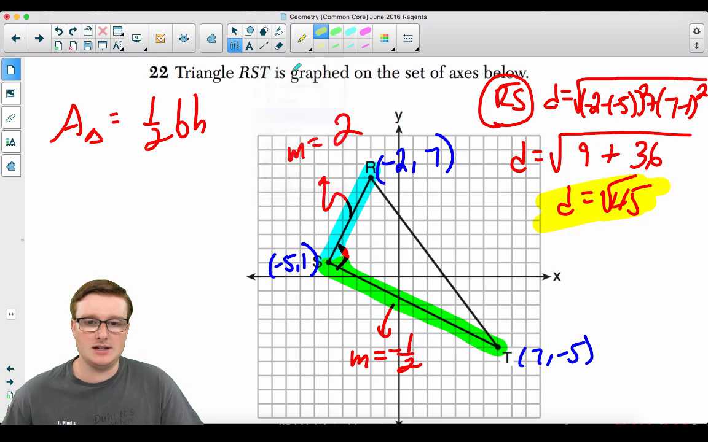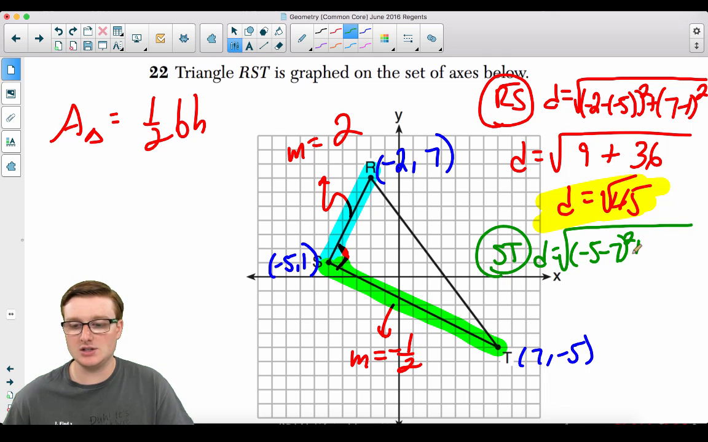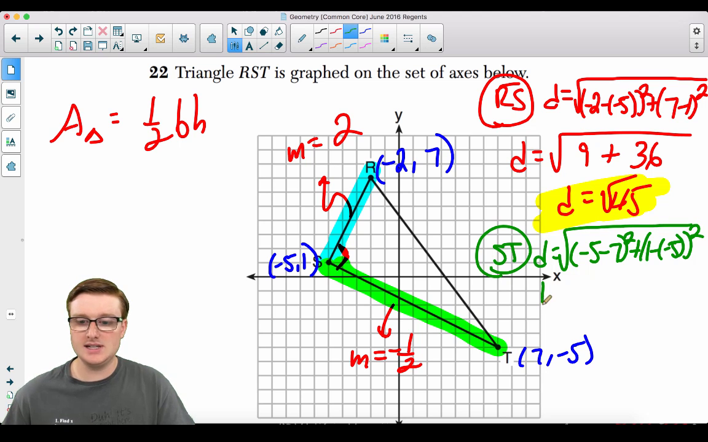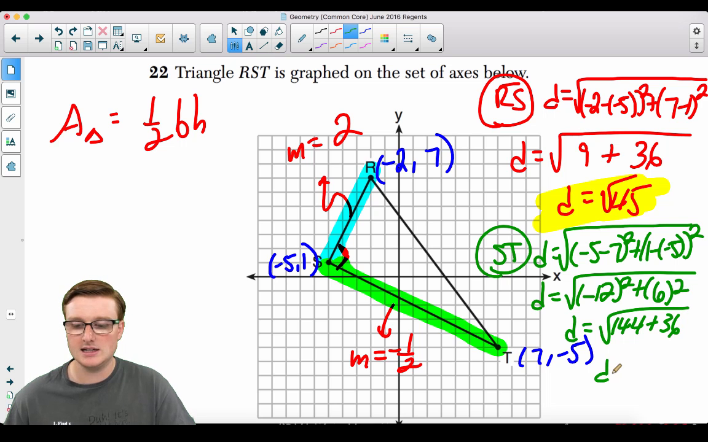Okay? Now, to find the distance of ST, again, we need to use the distance formula. So D is equal to the square root of -5 minus 7 quantity squared plus 1 minus -5 quantity squared. So D is equal to the square root, -5 minus 7 is equal to -12 squared plus, that's going to be 6 squared. That's D is equal to the square root of 144 plus 36. D is equal to the square root of 180.